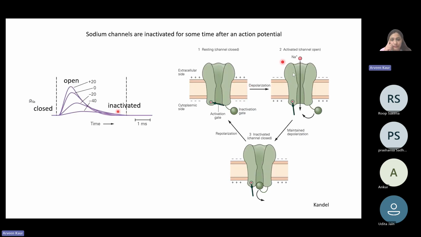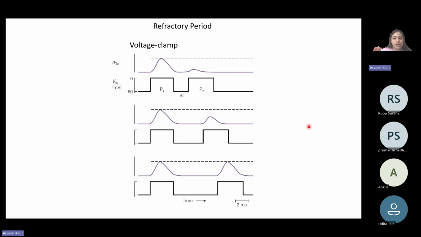Once they are inactivated, it is physically blocked by an inactivation gate, which will no longer let any of the sodium ions that are present outside cross into the cytosolic side of the neuron, right? Now, this is when the refractory period that we talked about will occur. So, what is this refractory period? If you remember, it is a state wherein the channel is not active and it cannot be activated also. Right. So, why is that?